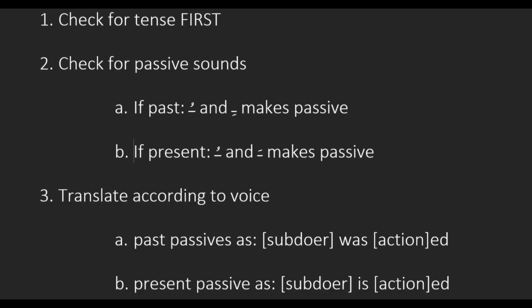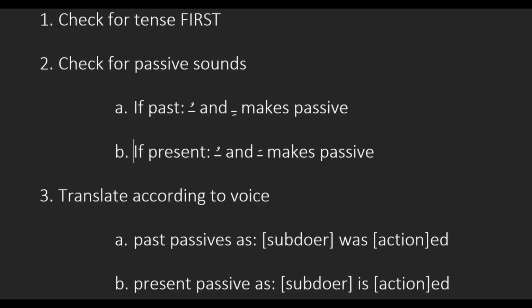So we've studied our past passives and we've studied our present passives, and we've got practice recognizing each in isolation, right? But now we're going to want to practice recognizing them when they're all mixed together. Okay, so here's your process. We're going to give you a process for differentiating between passive and active, and present and past. The first thing you want to start with is check for your tense.